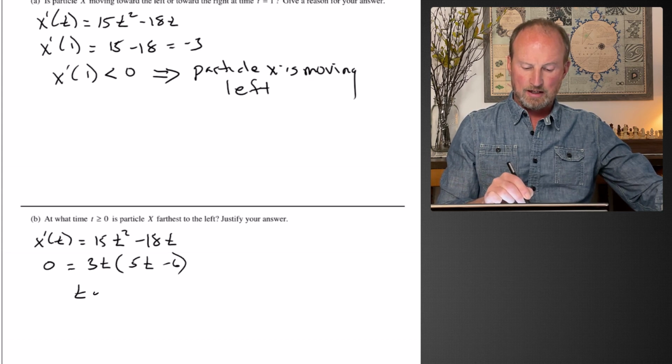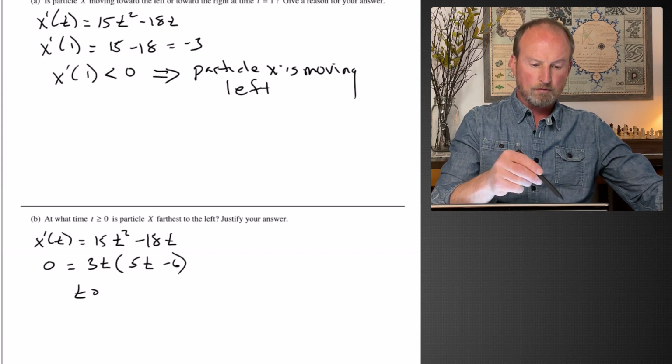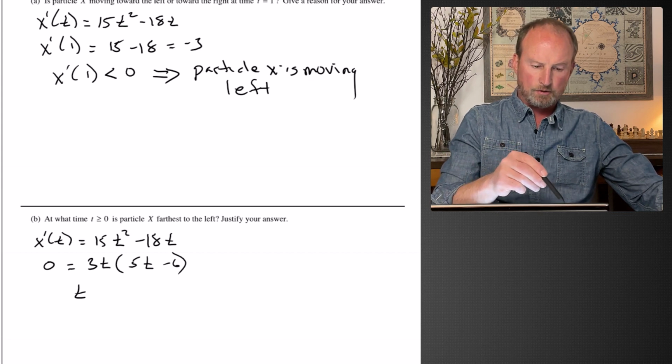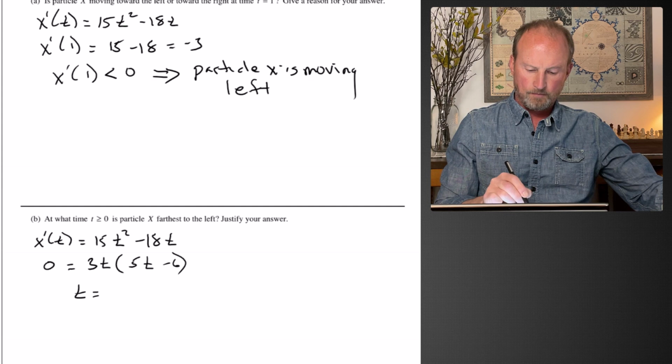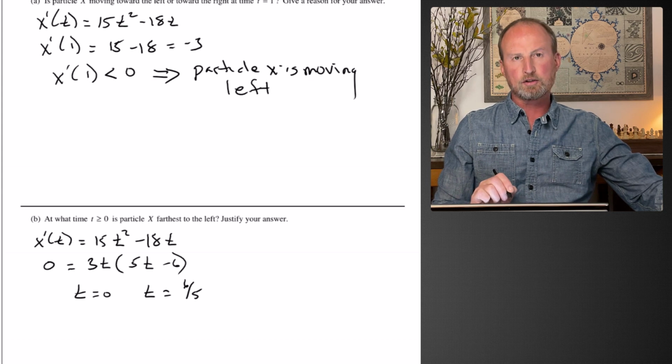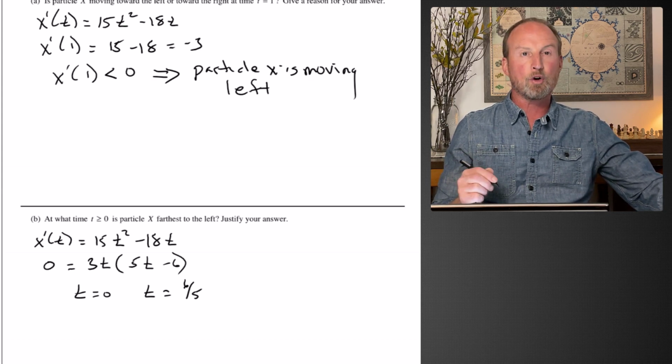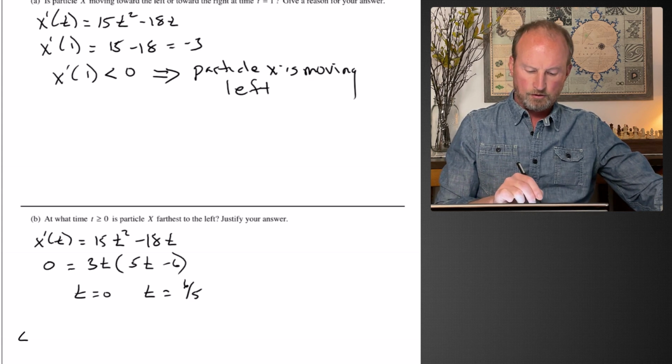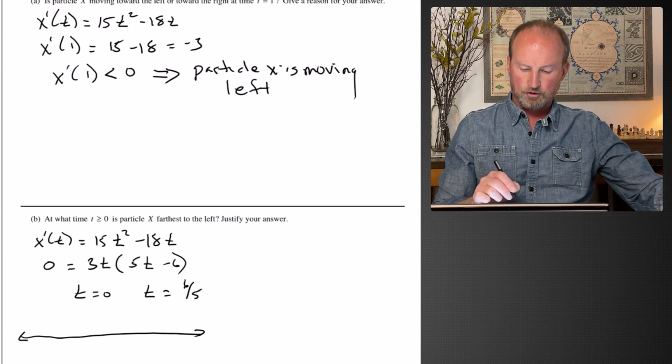And so at t equals 0 and at t equals 6 over 5, my particle is at rest. We don't know if it changes directions. My particle's at rest. Take a little number line to see if it switches directions, at time equals 0 and time equals 1 1/5, or 6/5.